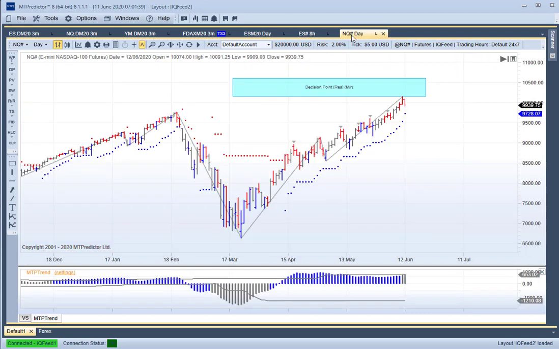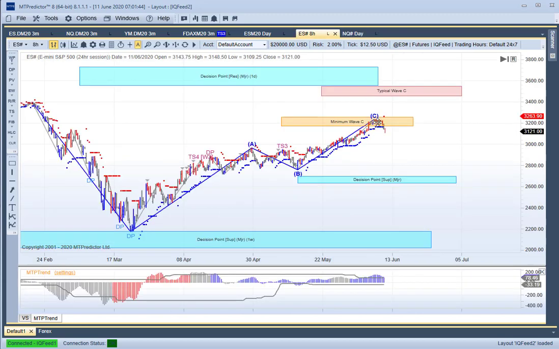But at the moment it does look as if resistance is coming on the NQ, and we are at an area where we could get a high on the ES. So the US stock markets are at a very interesting position at the moment. So we'll see what happens over the next few weeks and months.